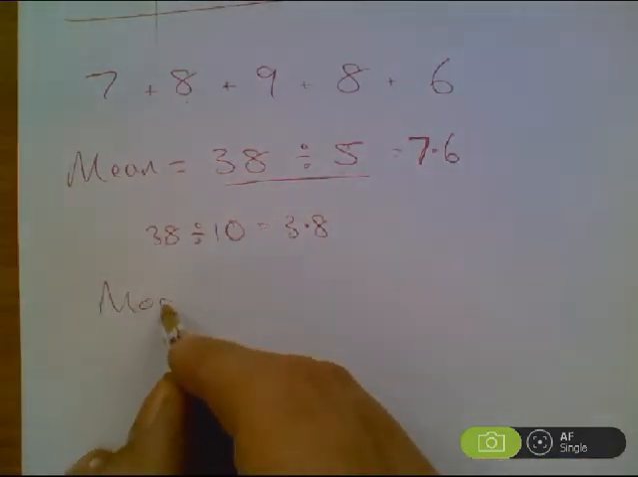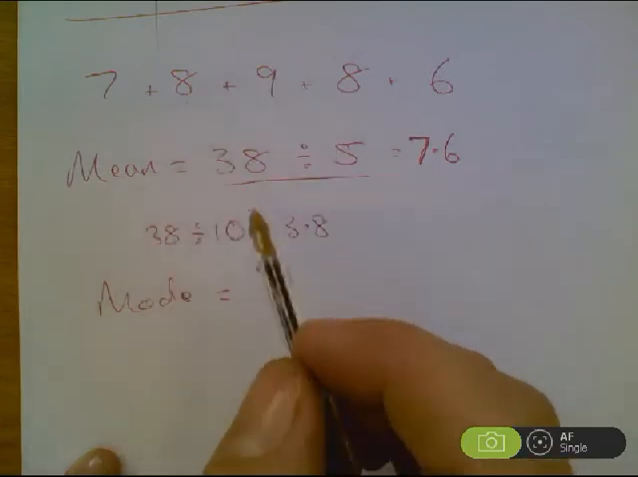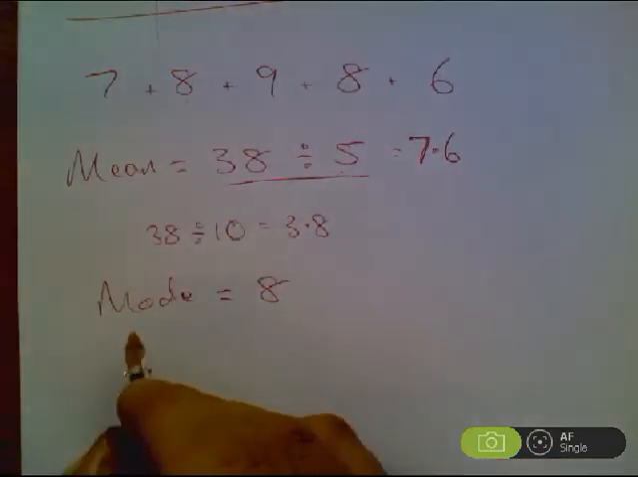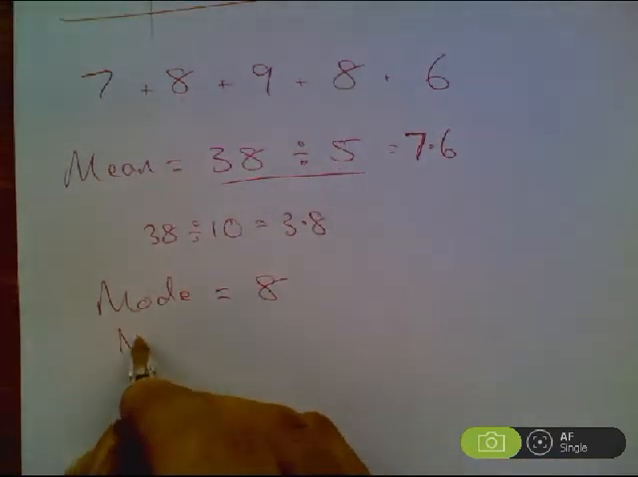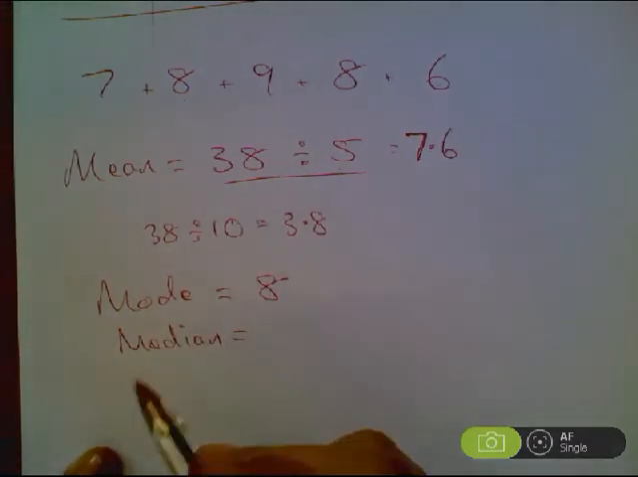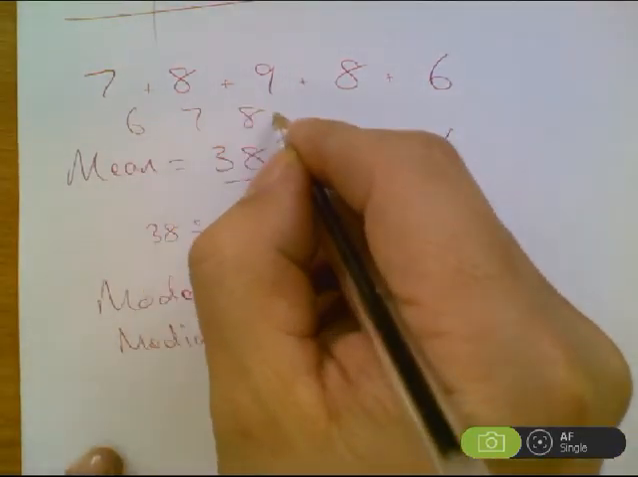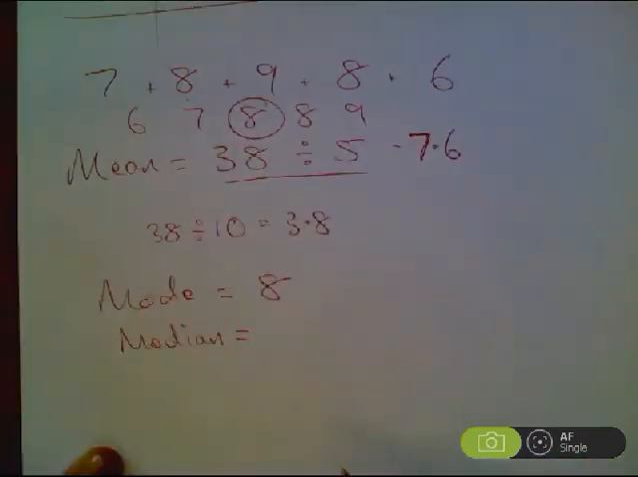The mode is the most common. So 8 comes up more frequently than any other, so that's a simple answer. The median is the middle one once they're in order, of course. So I'll need to put them in order. So I'll rewrite them 6, 7, 8, 8 and 9, and then circle the middle one. So the median is also 8.